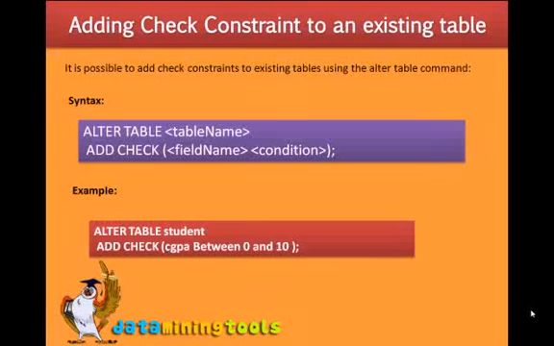It's possible to add a check constraint to an existing table using the ALTER TABLE command. The syntax for this is ALTER TABLE followed by the table name, specify the constraint, ADD CHECK, field name followed by the condition. For example, ALTER TABLE student ADD CHECK (GPA BETWEEN 0 AND 10). This checks the constraint for the student whose GPA lies between 0 and 10.